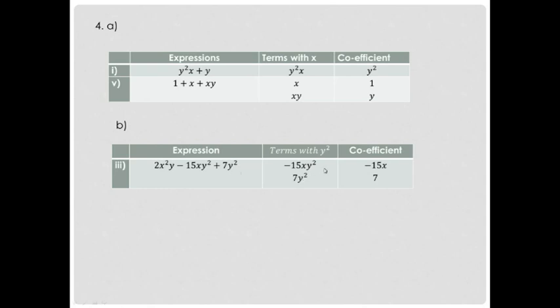Then what is the coefficient of y square? Without y square we are going to take all the rest. That means minus 15x. Here without y square what is there? That is 7. That is how we are going to do. And in question number B, sum number 1 and 2 are supposed to be done by you for your practice.